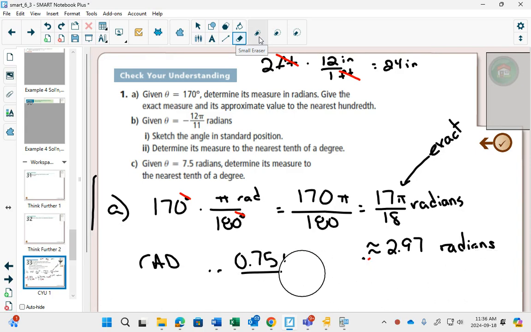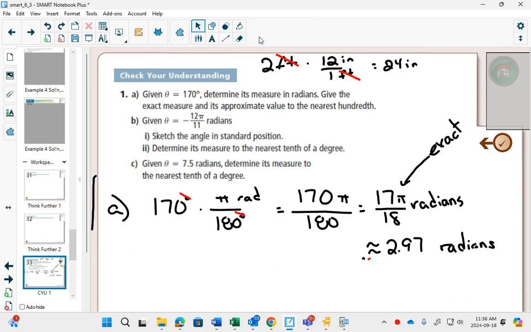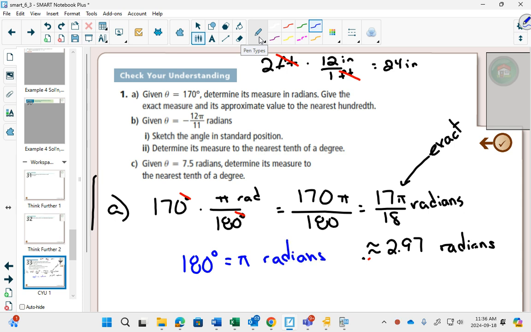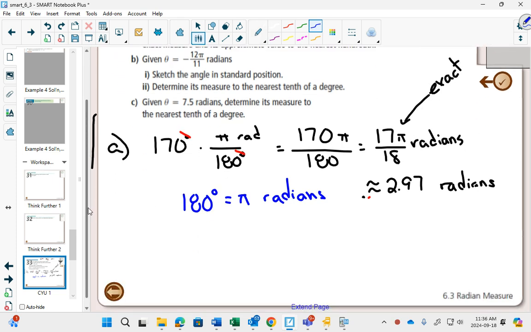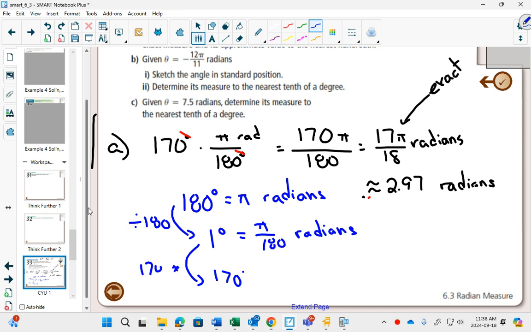The other method of converting is some people just like to start off with a statement that they know is true, like this one. Then, if they start with that one, they can get to 1 degree by dividing by 180. And then they can get to 170 degrees by multiplying by 170. So you're just starting with something that's true and dividing and multiplying until you get what you want.